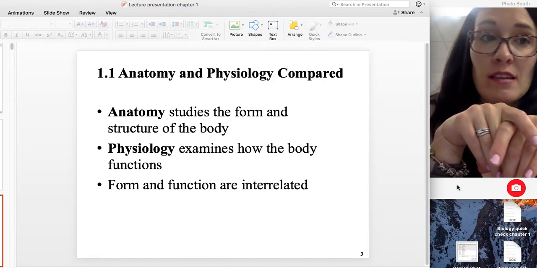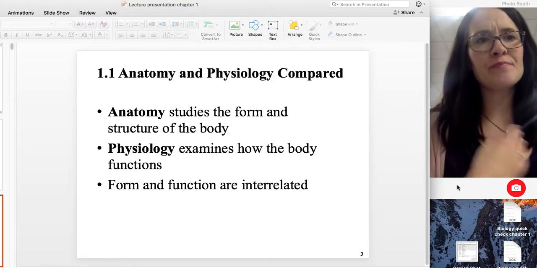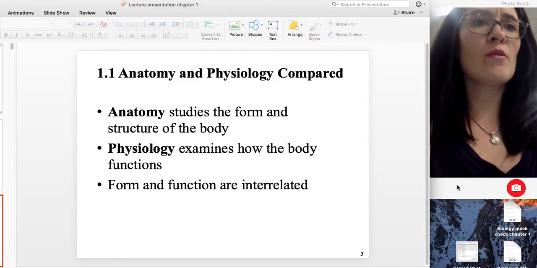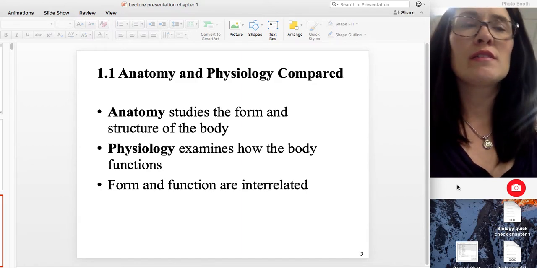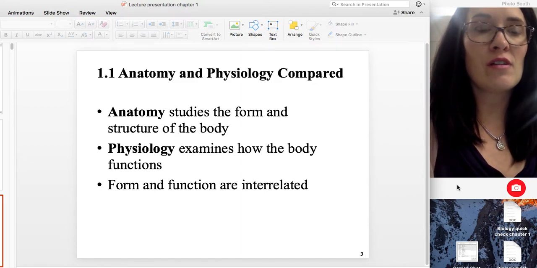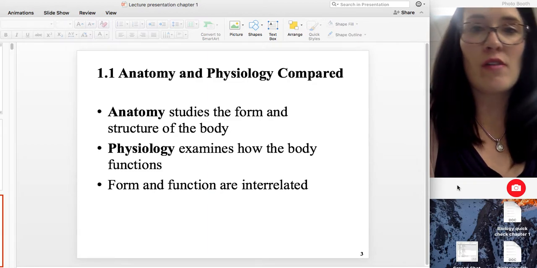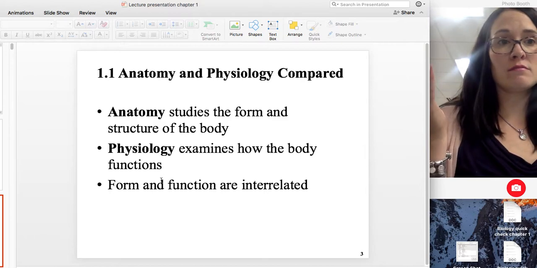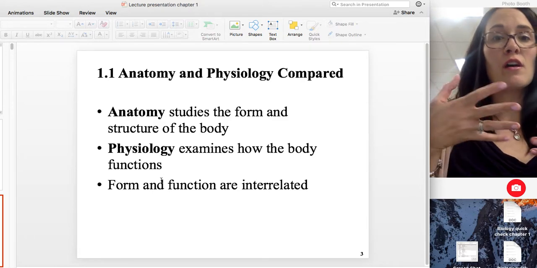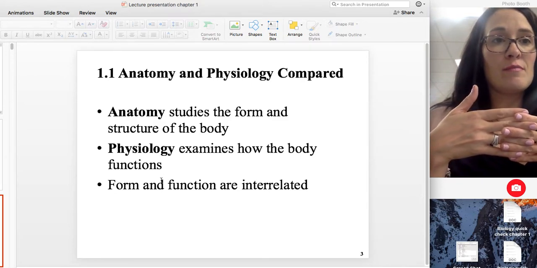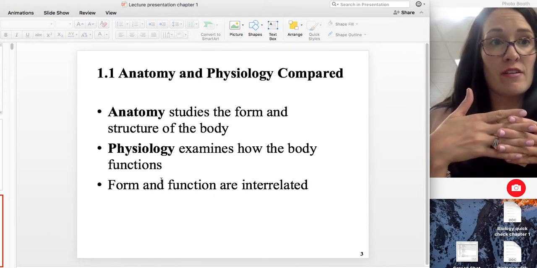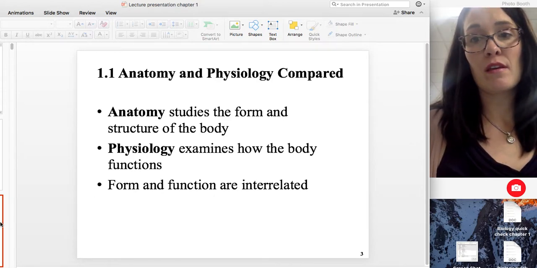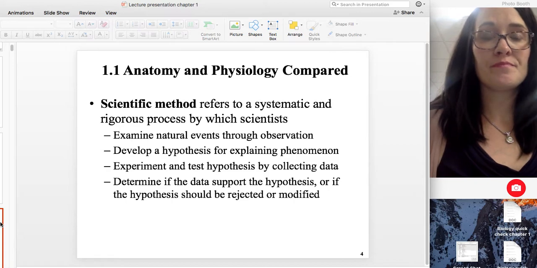We know we have these lungs and the trachea, and that we need oxygen, but how does the oxygen go through those organs to get into our blood? That's how it works. And form, so anatomy, and physiology, function, are interrelated. They work together to perform the functions of the human body.